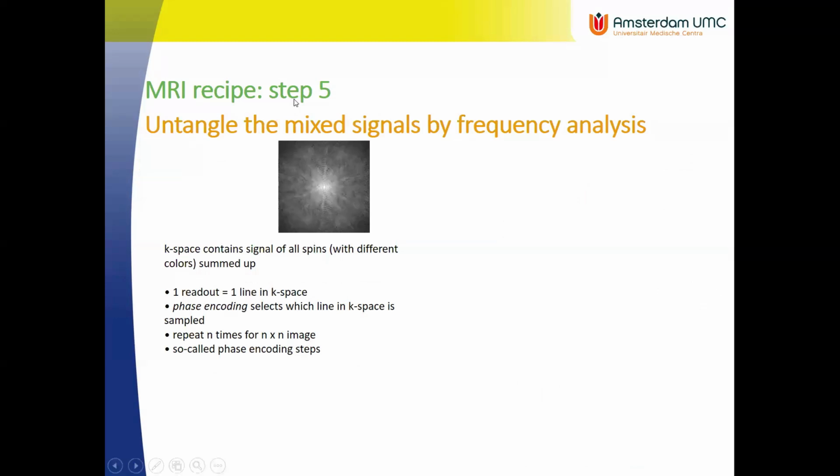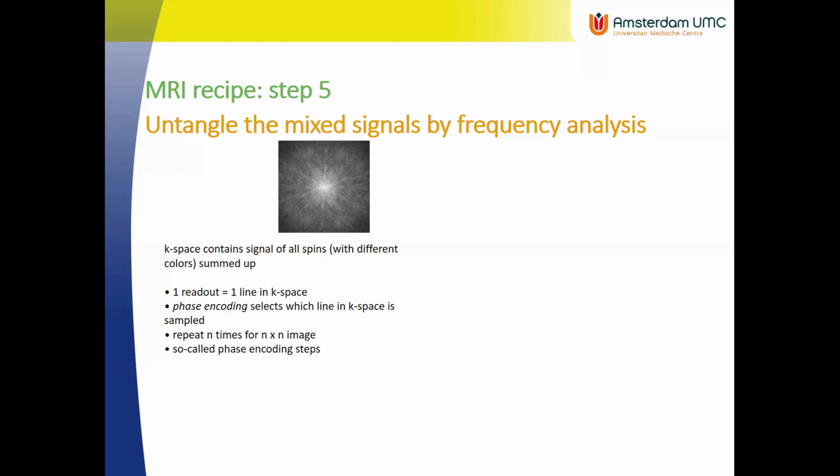Now, in the frequency space, because we are listening to all the different frequencies, this is an image in the frequency space, and it's called K-space. You have one readout, one time me picking up that signal, switching on the gradient, is one line in that K-space, magical K-space image. And now comes the trick, because the phase encoding is the reason why the MRI scans take so long. If I want, for example, an MRI image of 256 by 256 pixels, then I need to do 256 times the phase encoding.